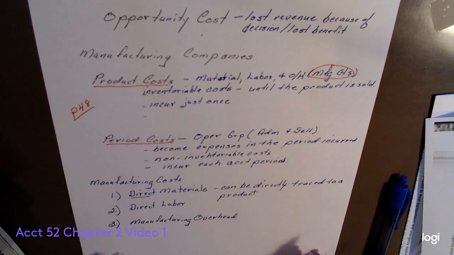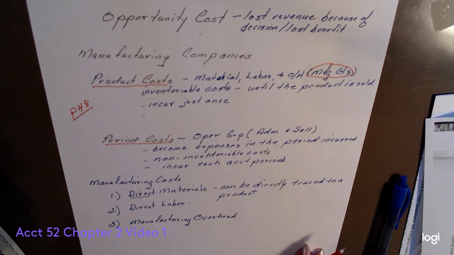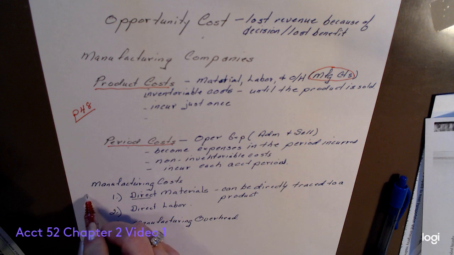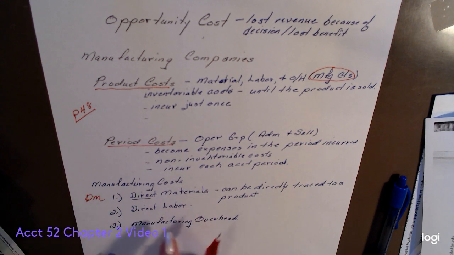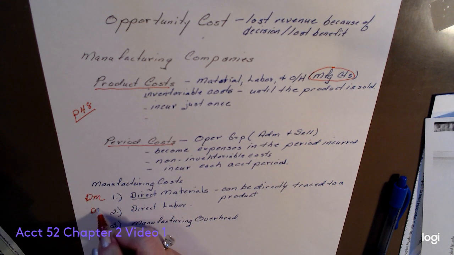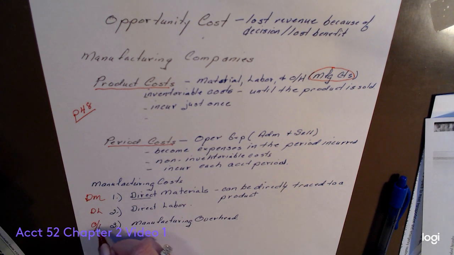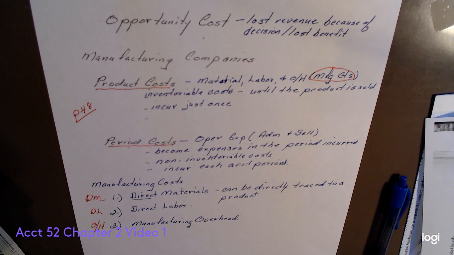And you know me, well, if you don't, you will. I love to abbreviate things. So I usually refer to direct materials as DM, direct labor as DL, and manufacturing overhead as O/H. It's going to save me a lot of writing as we go along through here.